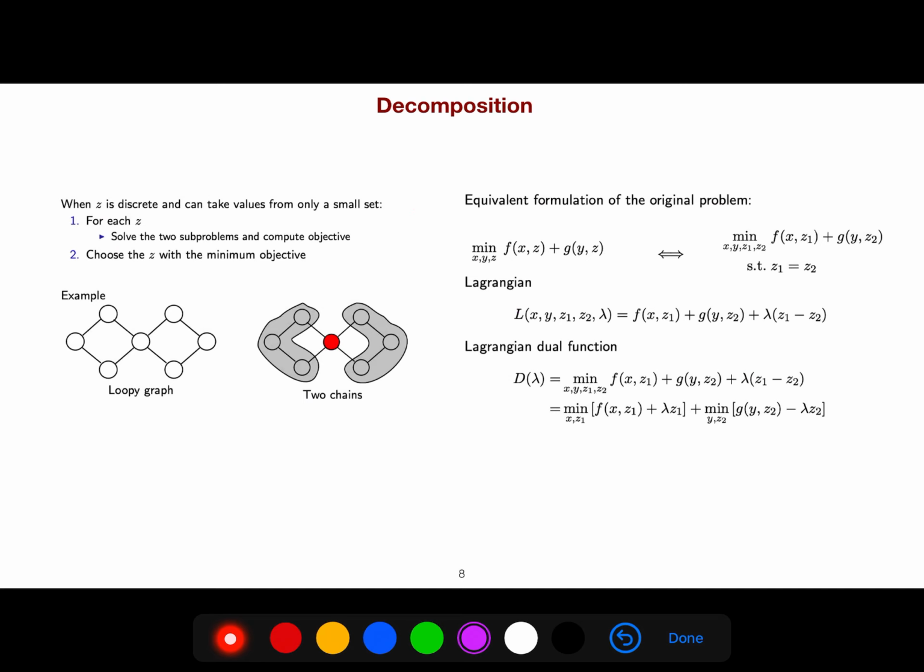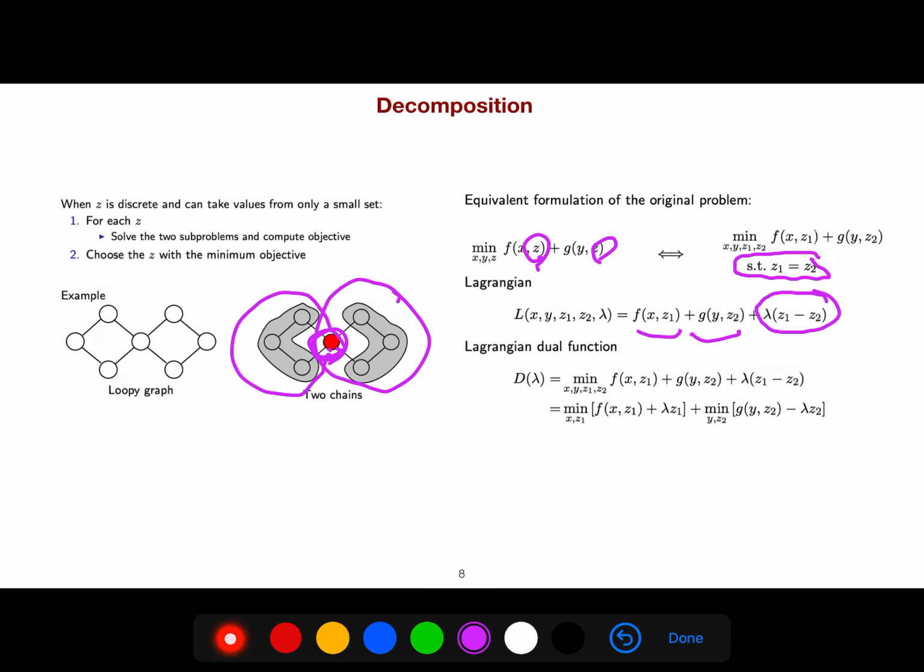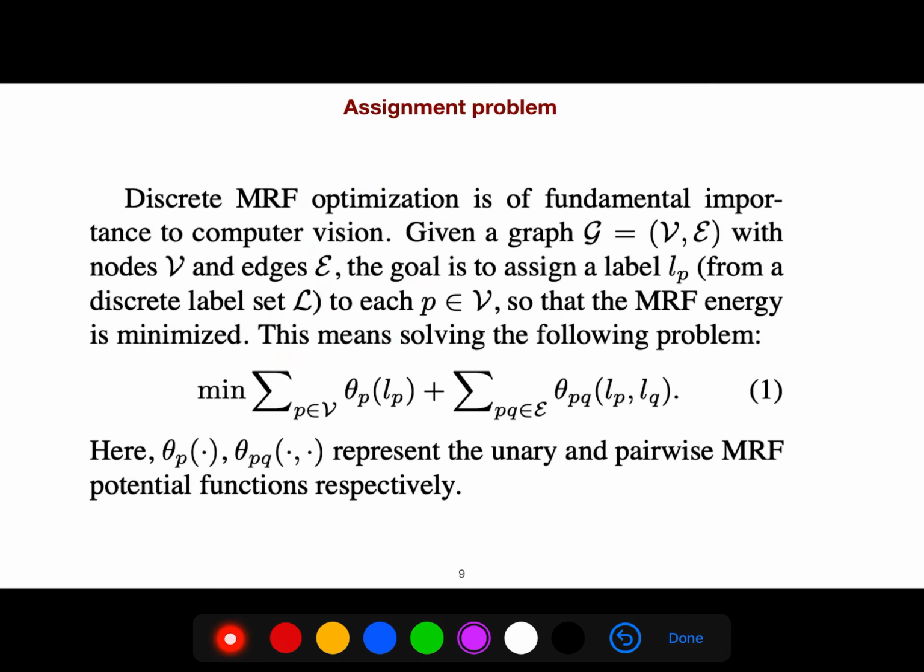This is another example. Sometimes you have a z variable that is somehow shared between them. So no problem. Again, we can say that f of x, z1 and g of y, z2, and this makes sure that they are equal. If z1 is equal to z2, then our constraint is satisfied. So this is our constraint. We make sure that this z variable satisfies both this area and this area. So that's why we need this constraint.